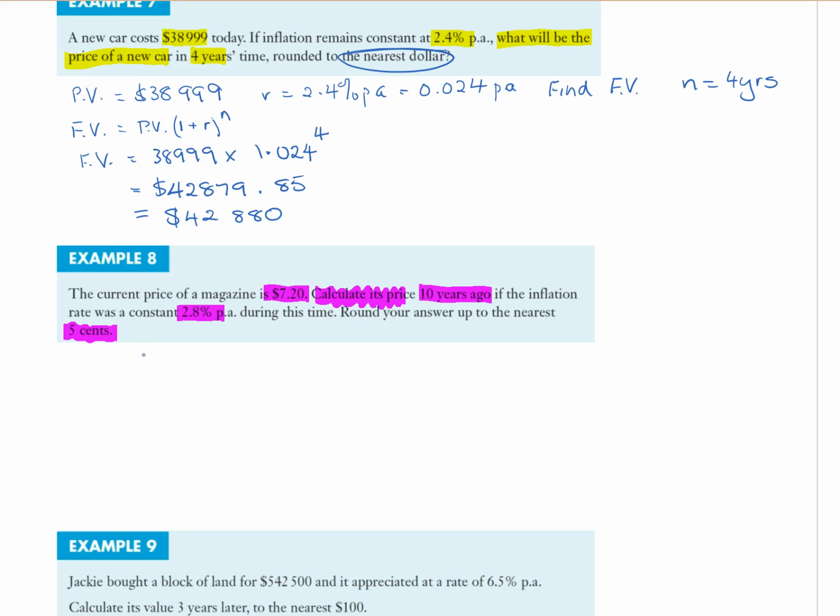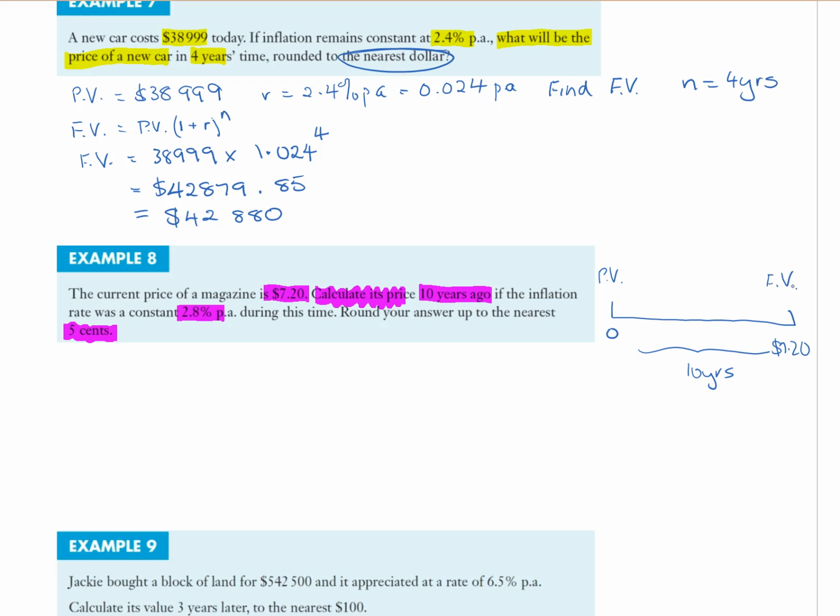Well, we always follow our timeline of whatever is oldest in terms of the question, and in this case it was 10 years ago, so it'll be naught, and 10 years later we're up to now, and the price of the magazine is $7.20. Now for our formula, we call this the present value and that the future value.